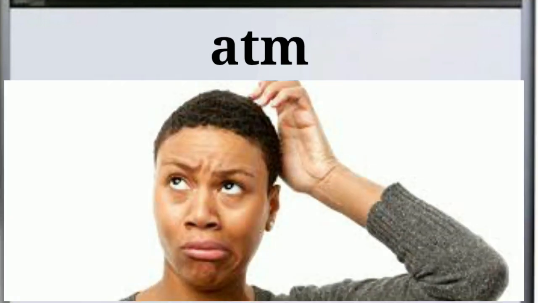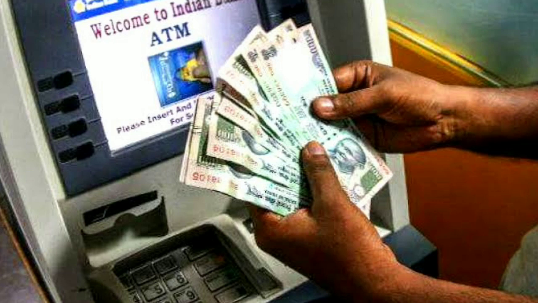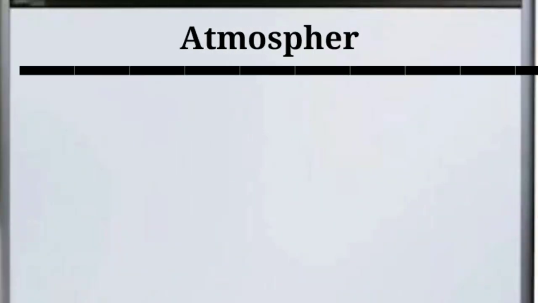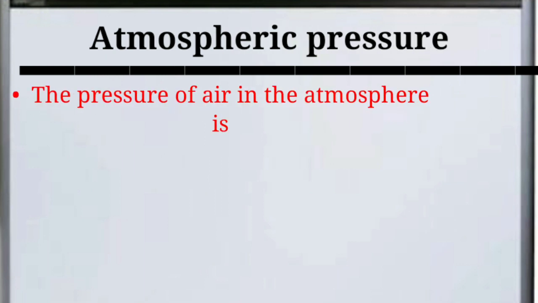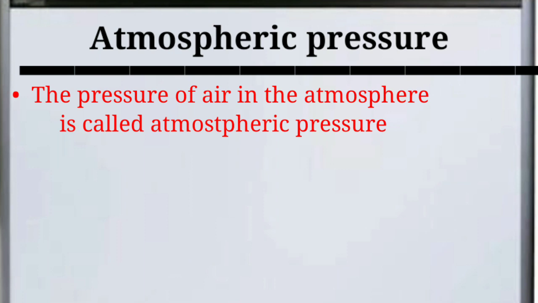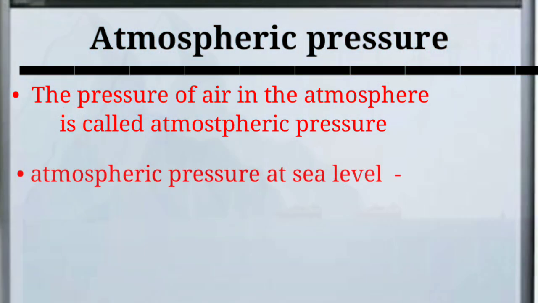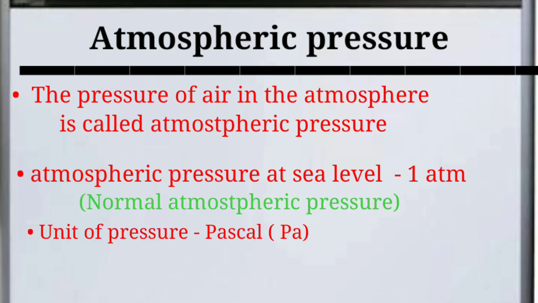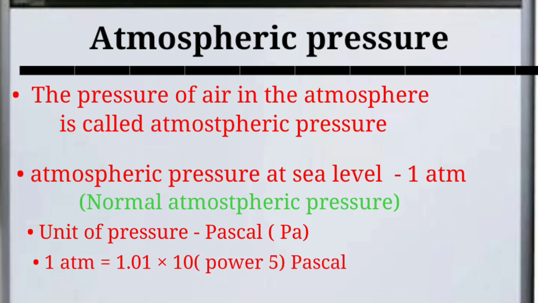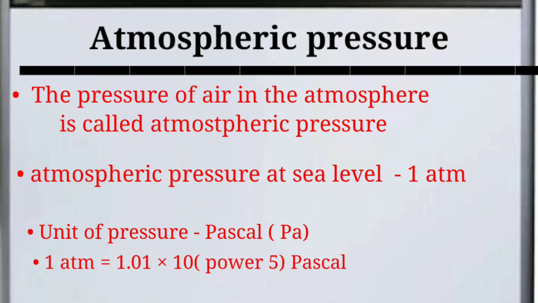Next we have ATM. This is not that ATM from where we can withdraw money. This is just the unit for measuring pressure exerted by a gas, and it is called atmosphere. Before we learn the atmosphere, we should first know the atmospheric pressure. Atmospheric pressure is the pressure of air in the atmosphere, and the atmospheric pressure at sea level is considered to be 1 atmosphere, taken as the normal atmospheric pressure. As we know, the unit of pressure is Pascal, and 1 atm is equal to 1.01 into 10 raised to the power 5 Pascal.